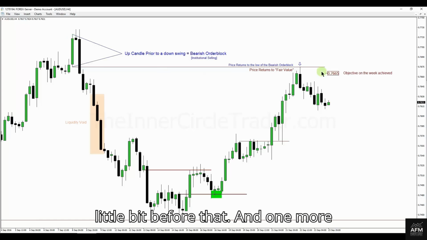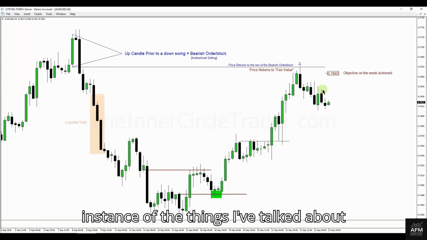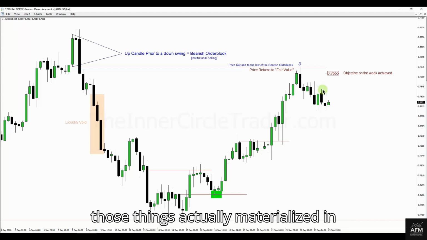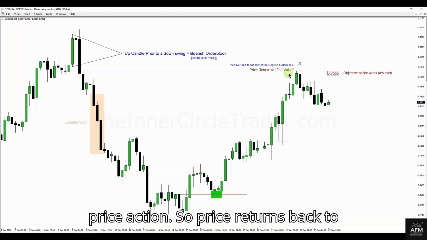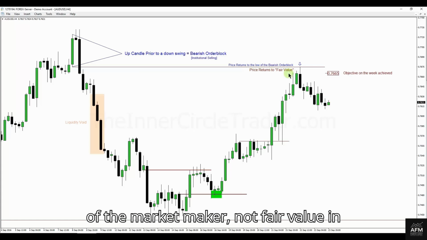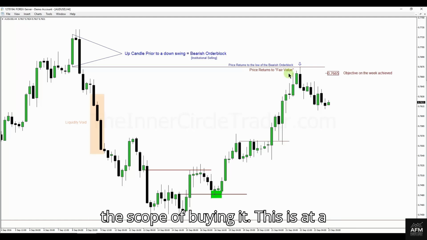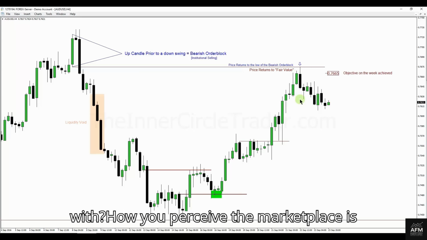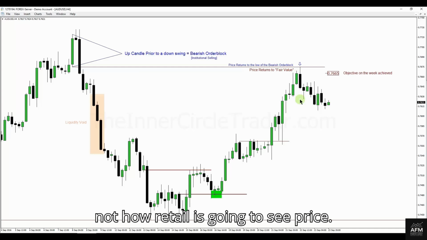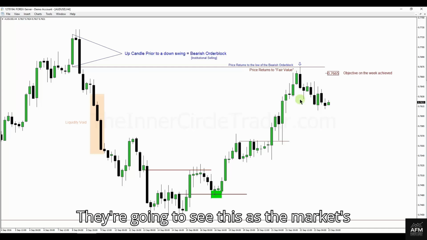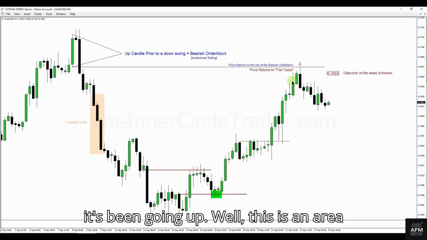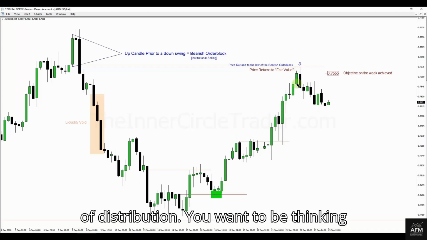And this is one more instance of the things I've talked about before, and why those things actually materialized in price action. So price returns back to fair value from the perspective of the market maker, not fair value in the scope of buying it. This is at a premium. Remember that market efficiency paradigm I started you all with. How you perceive the marketplace is not how retail is going to see price. They're going to see this as the market probably going to keep going up because it's been going up. Well, this is an area of distribution.